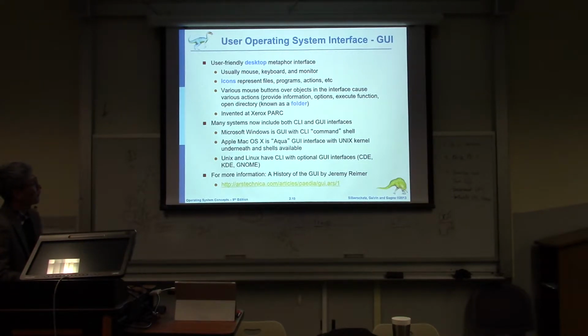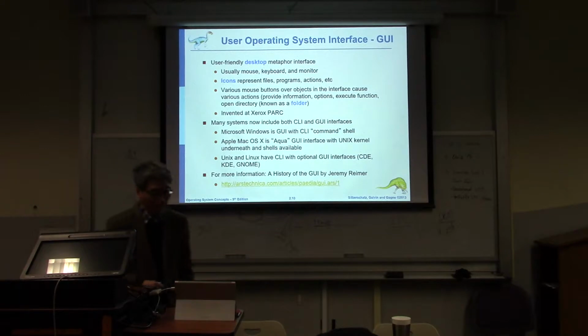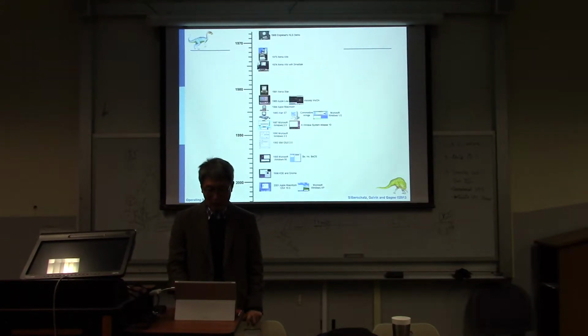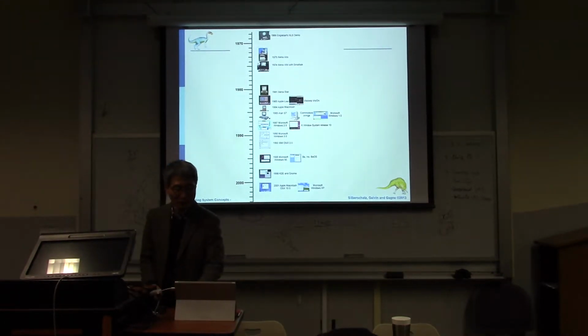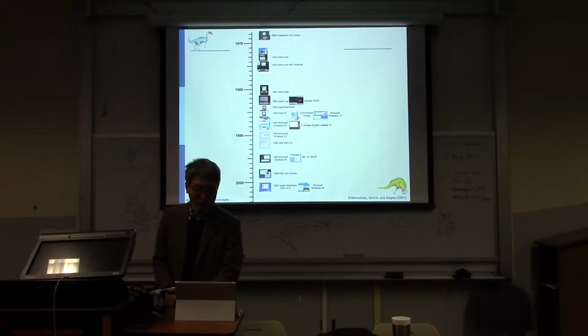Okay, but there are a lot of graphical user interfaces. The K Desktop Environment is from GNU. GNU is the public, open source groups. GNOME is one of them, and so on. So this is the history of the graphical user interface.